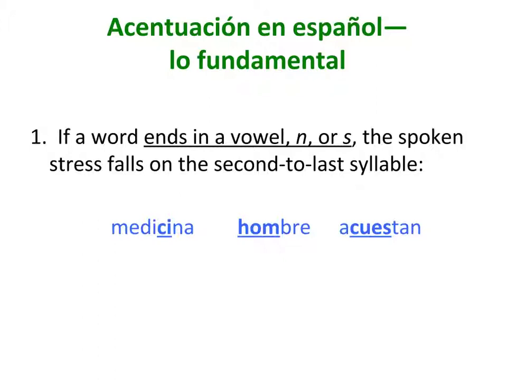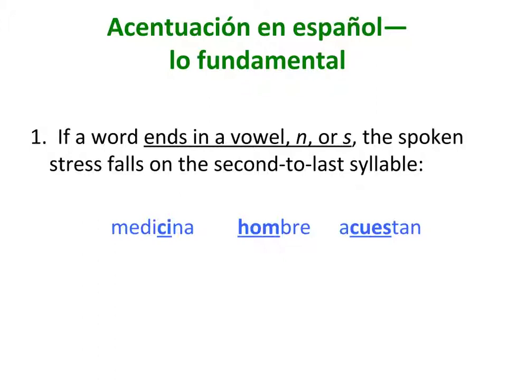In this presentation, I want to share with you the basic rules that govern the placement of written accents in Spanish. This is such an important topic. Lots of people ask me questions about this in Spanish 101. They say, oh my goodness, how am I going to memorize where to put these written accent marks? How do I know when to leave them off and where to put them?